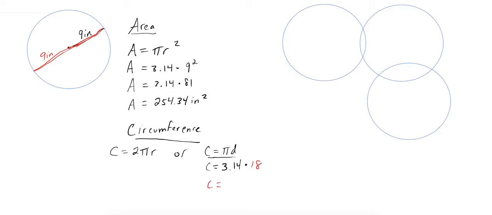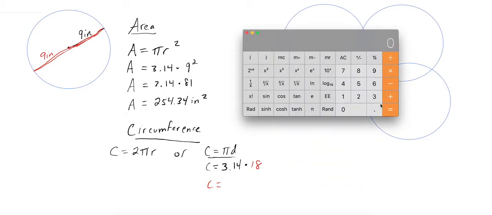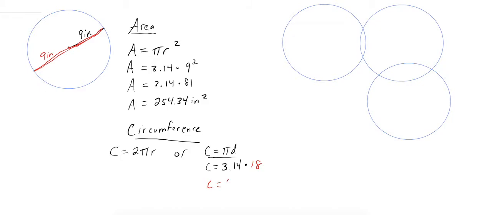So let's just go to our calculator here. So 3.14 times 18 gives us a circumference of 56.52 inches. All right. So that's how I'm finding the circumference and the area.